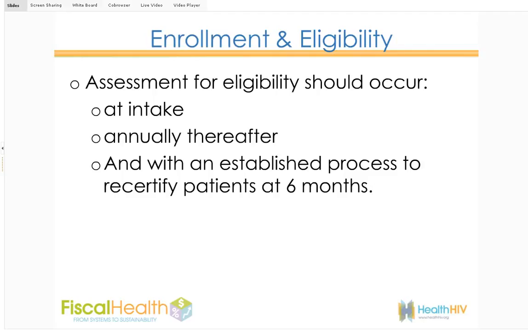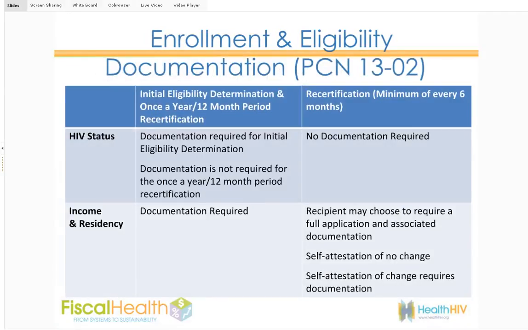So in Policy Notice 1302, there's a nice chart of the documentation that's required annually versus every 6 months. And so I wanted to go over that briefly. Again, HIV status is something you only have to get once. Income and residency information is required at least annually. So when you do your 6-month check, if the patient has had no changes in their income or their residency information, then you do not have to gather that information again to prove that. You just need to have a form that the patient signs that says there has been no change, and we'll go over that more in a minute.